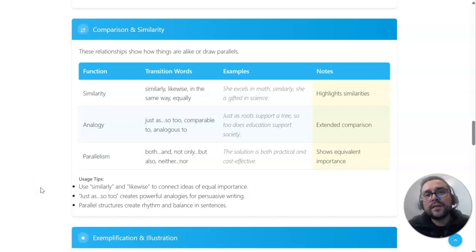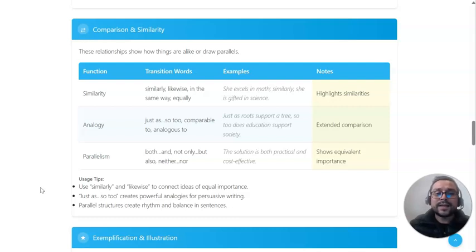Let's move on to our fifth logical relationship, which is comparison and similarity. These relationships show how things are alike or draw parallels. We have three functions. The first one is similarity with transition words like similarly, likewise, in the same way, equally. For instance, she excels in math. Similarly, she is gifted in science. This highlights similarities.